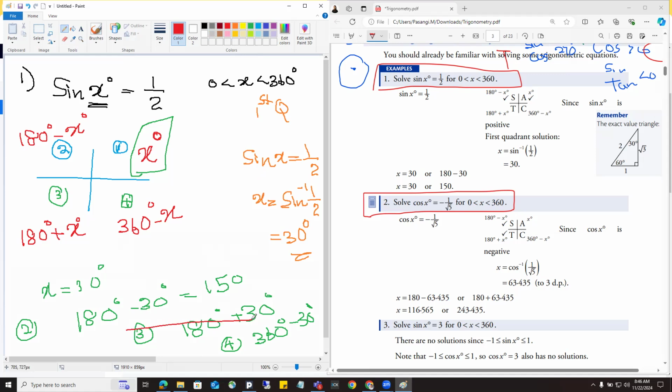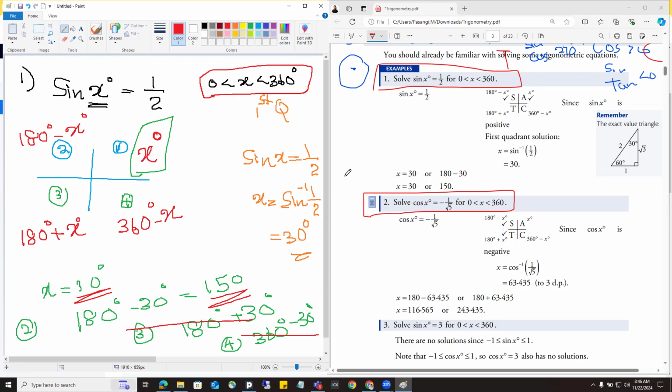But we have to neglect or refuse these two angles, because the sin x value is positive only in the first quadrant and the second quadrant. So the final answers would be x equals 30 degrees and the other one would be 150 degrees within this given domain. Is it a little bit clear now?